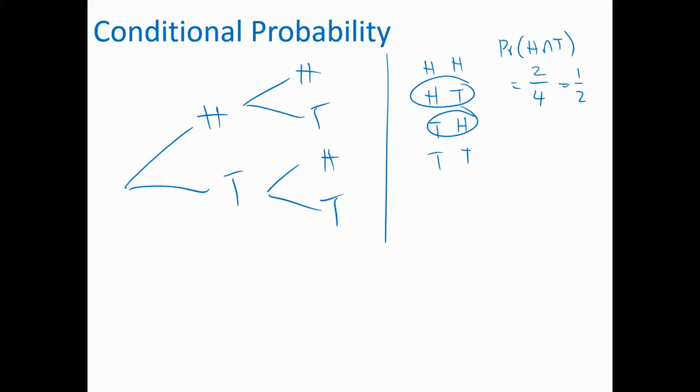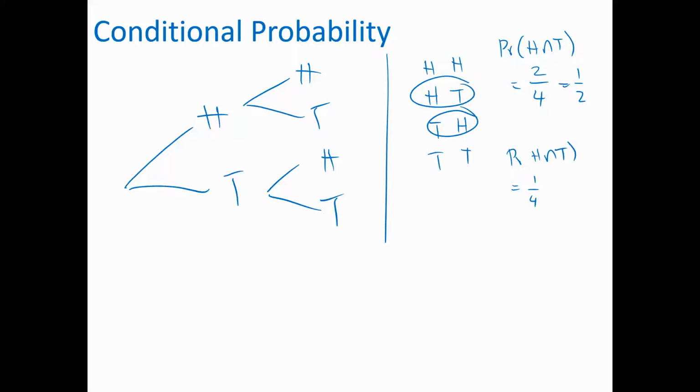But unless I asked, what's the chance of getting H first and then T, then you would have said probability of H and T, so H first, then T, and you would say that's a quarter. Agreed? But that's depending on the question. So let's just say it was H and T, that would have been half.